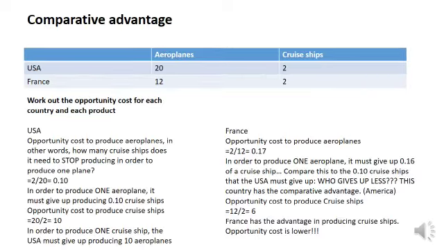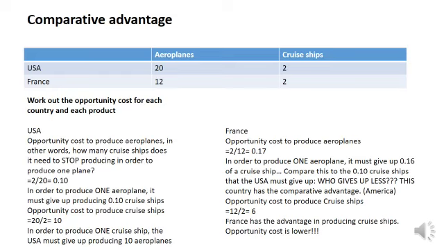So let's move to comparative advantage. Again, we're using the USA versus France, and we're looking at airplanes versus cruise ships. So in order to figure out the comparative advantage, what you have to do is figure out the opportunity cost of producing each product for each country.